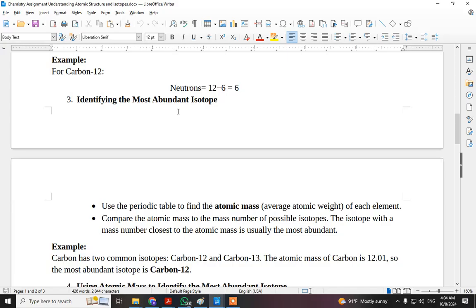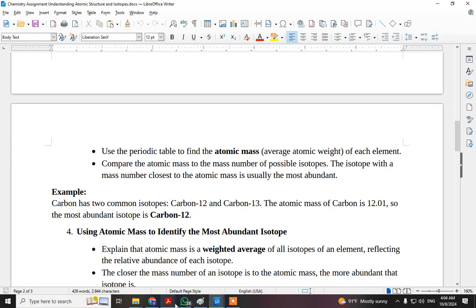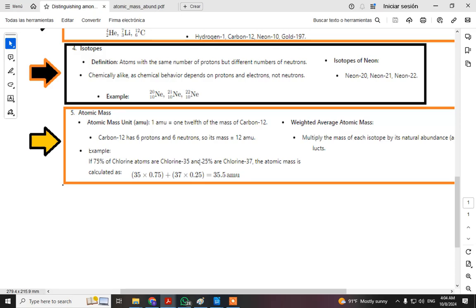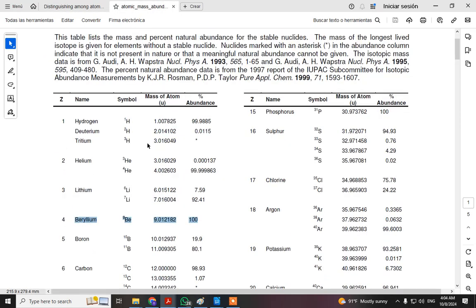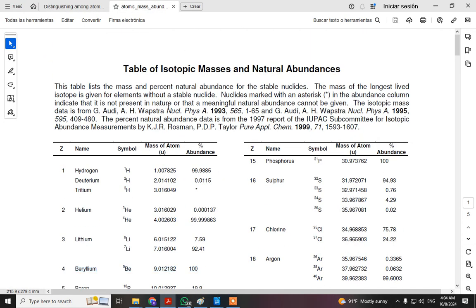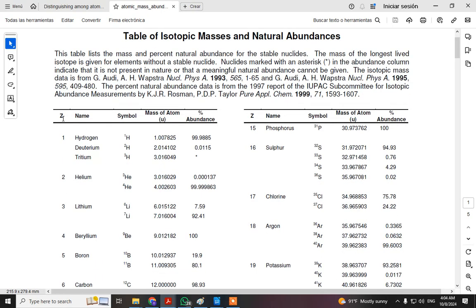To identify the most abundant isotope, I've given you a little table with all the information of the different isotopes that they have been able to identify, right? It's giving you the atomic number, the name, the symbol, the atomic mass, plus the relative abundance of each one. There are some that are virtually negligible, right? And nonexistent. If that's the case, you simply don't utilize them.